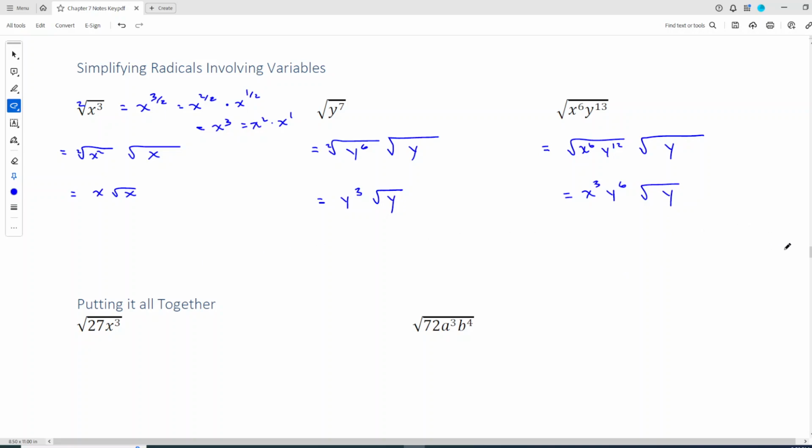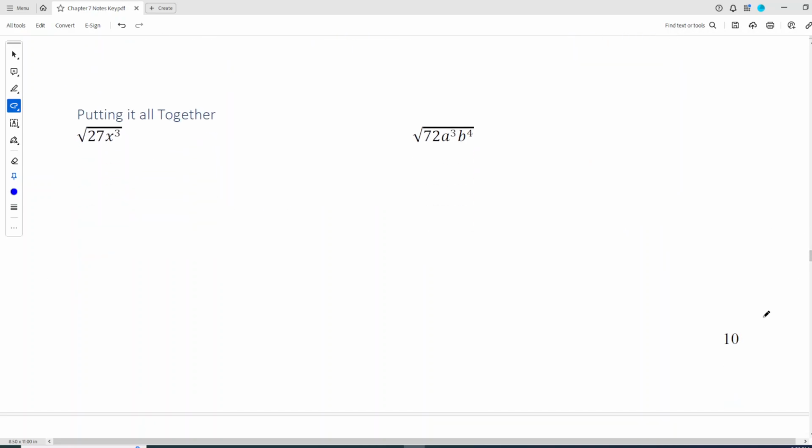Then the last thing we're going to do is put it all together. So we're going to have numbers and variables all under the same radical. Again, you just start by writing 2 radicals. Into the first radical, you put all your perfect squares, and then you put your leftovers. So the highest perfect square that divides into 27 is 9 times 3. The highest even number less than 3 is x squared with an x. So then the square root of 9 is 3, the square root of x squared is x. Root 3x. Pause the video and give the next one a try.